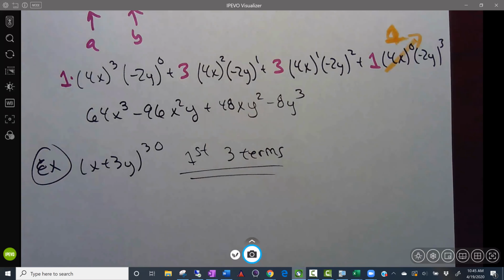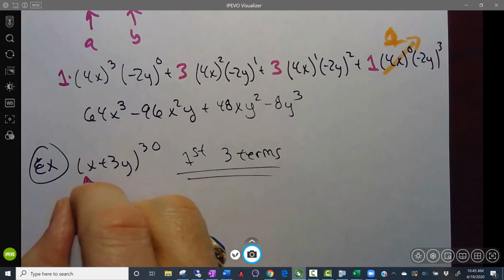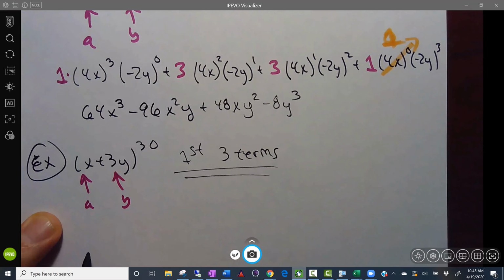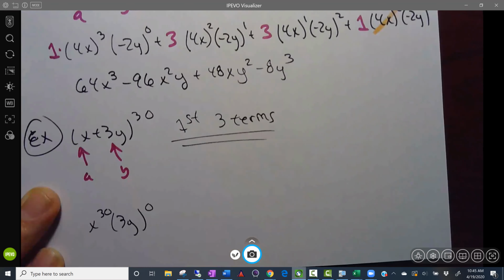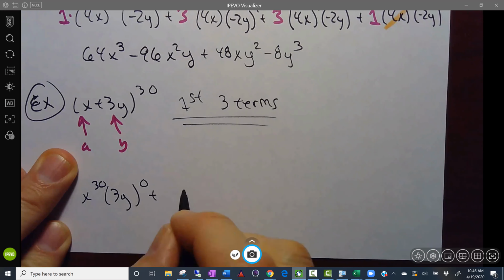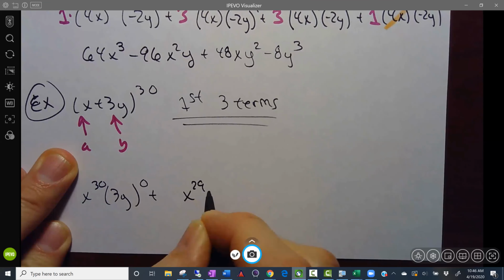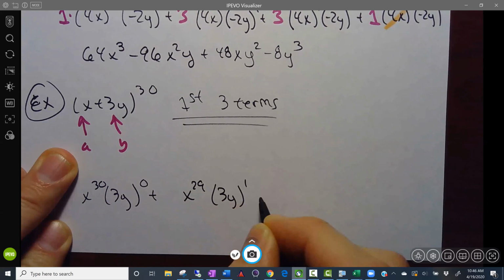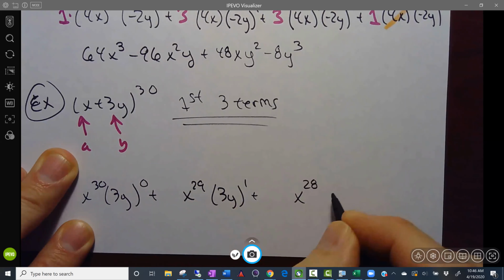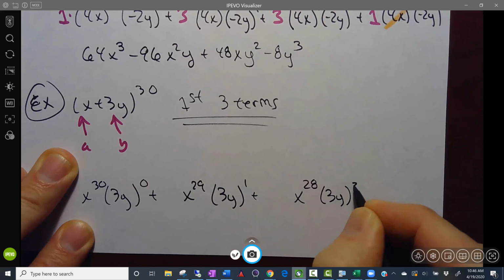Back over to here. I've got my A here, and this is my B. So I'm going to start with x to the 30th. So x to the 30th times 3y to the 0. That should be 30, not 3. So x to the 30th, 3y to the 0 plus x to the 29th times 3y to the 1st, and then x to the 28th times 3y to the 2nd.